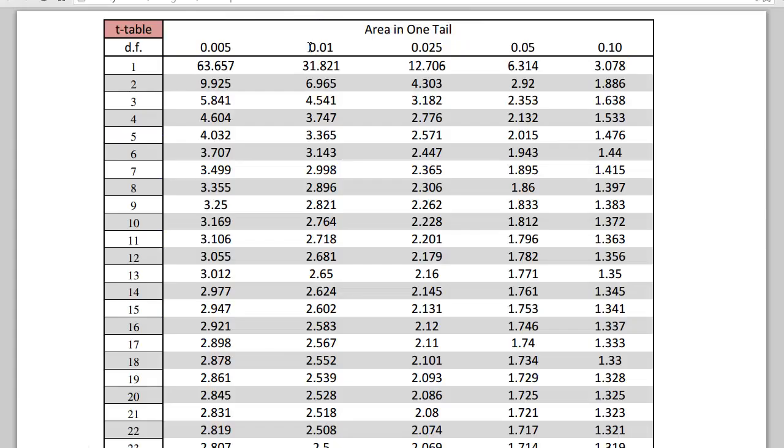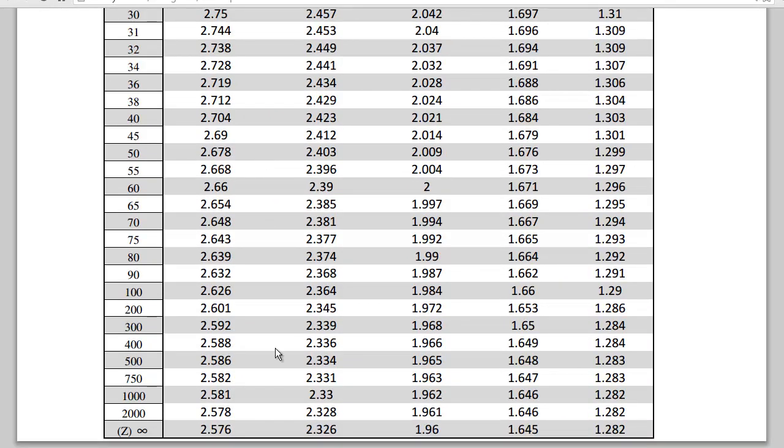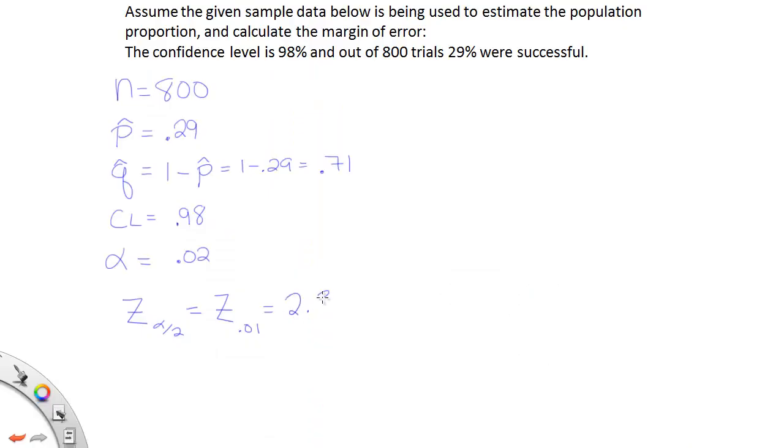Alright, so here we are in the t table. We're looking up 0.01, and we're going to go straight to the bottom where the critical z values are located. At the bottom, we can see the answer is 2.326. So we have 2.326 as our critical z value.